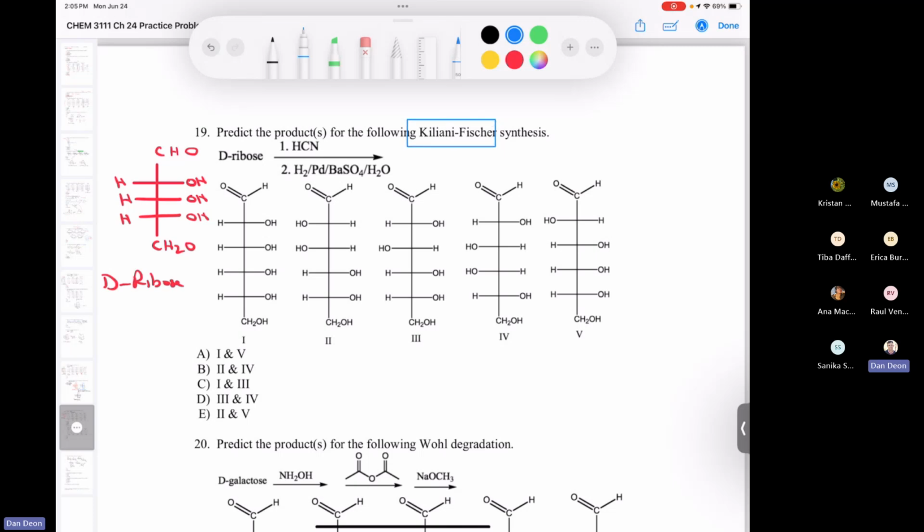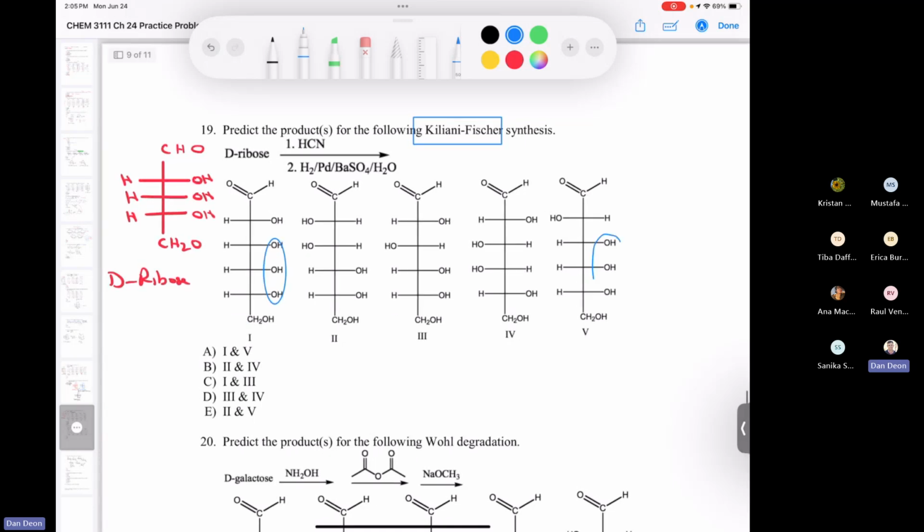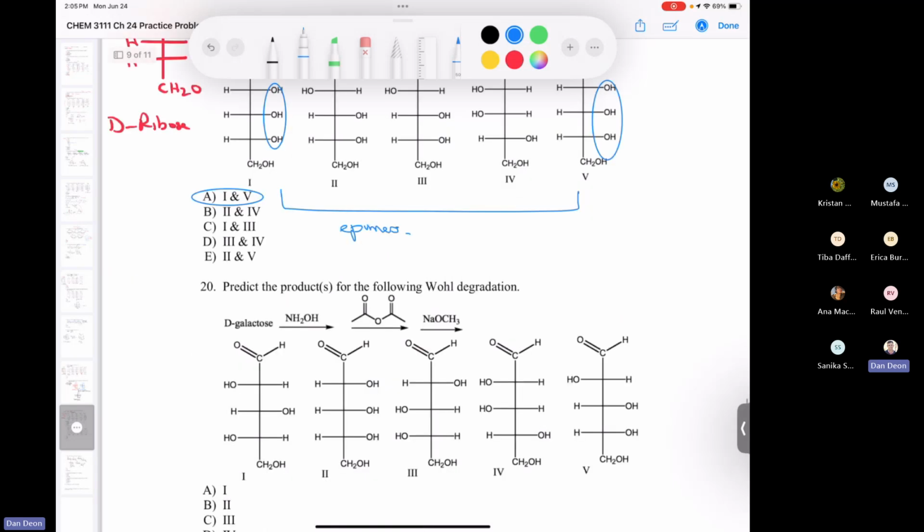That means we're going to elongate the chain by 1 carbon, so we're going to end up with a pair of epimers. I'm looking for the compounds that have all of the bottom hydroxyls on the right-hand side. So I'm going to end up with both compounds 1 and 5. So the answer is 1 and 5. And again, you can see that these are epimers of each other.